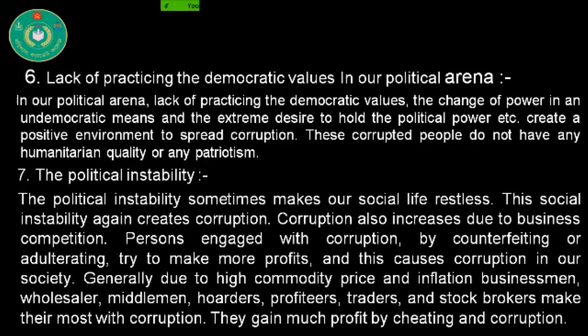Number 7, the political instability. The political instability sometimes makes our social life restless. This social instability again creates corruption.